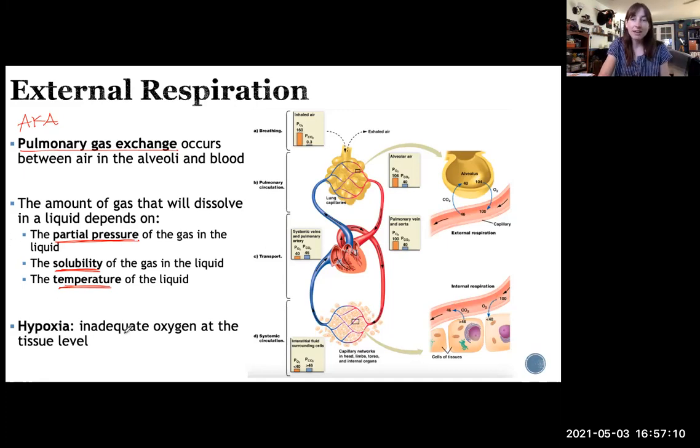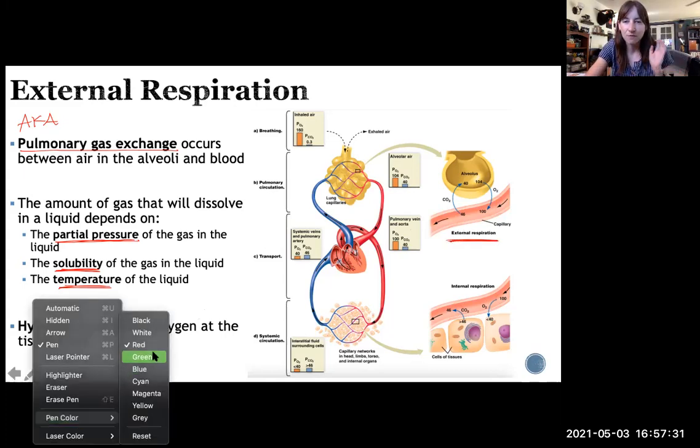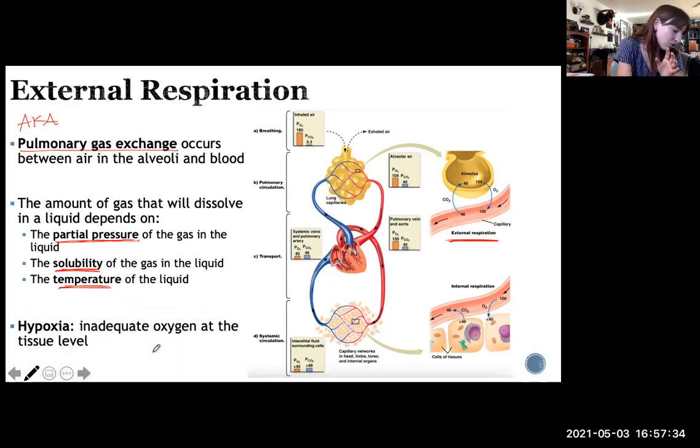And hypoxia, by the way, is a lack of oxygen going to the tissues. Okay, so hypoxia is a bad thing. We're going to talk about that in a bit. Alrighty. So like I said before, we're talking about external respiration, but this is also true for internal respiration. These basic physics things are also true for internal respiration. The partial pressure of the gas molecules in the blood needs to exceed the partial pressure of that gas in the tissues in order for that gas to flow down its pressure gradient, and vice versa.